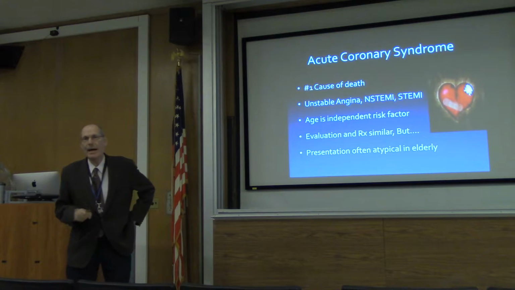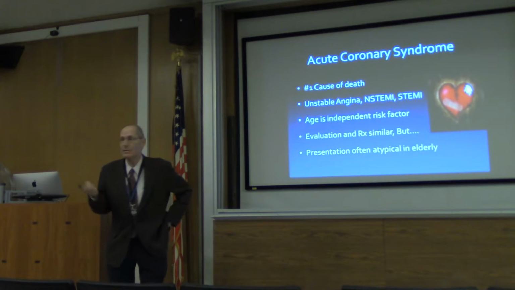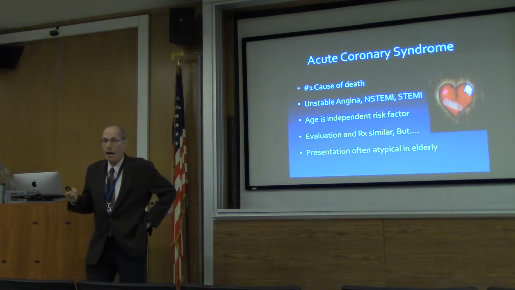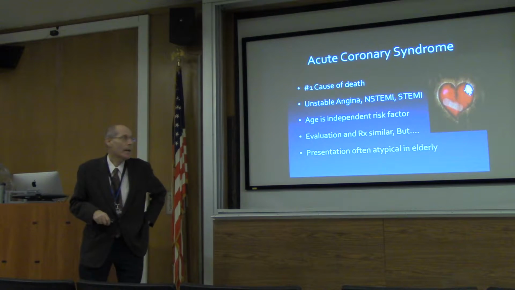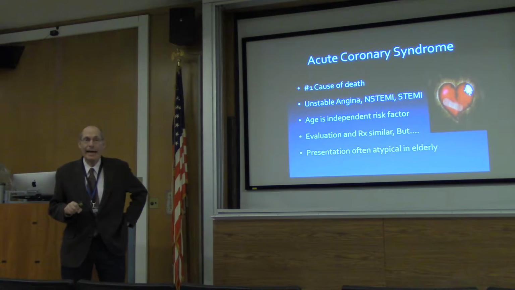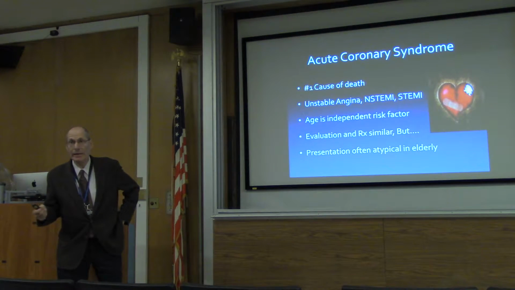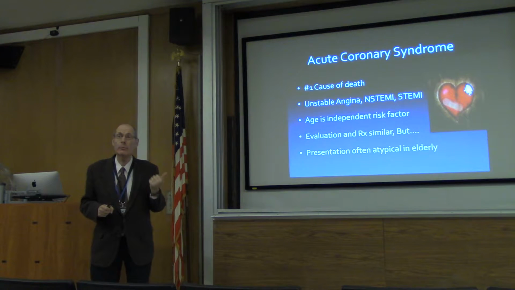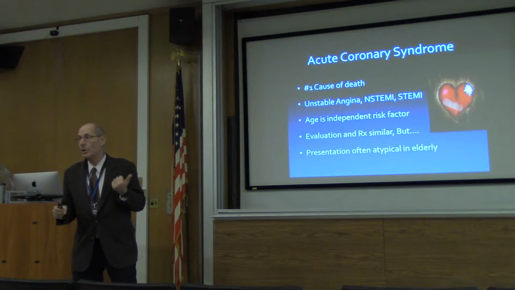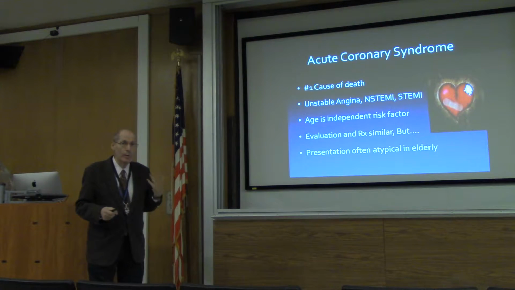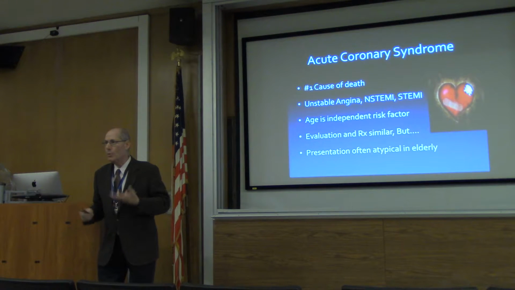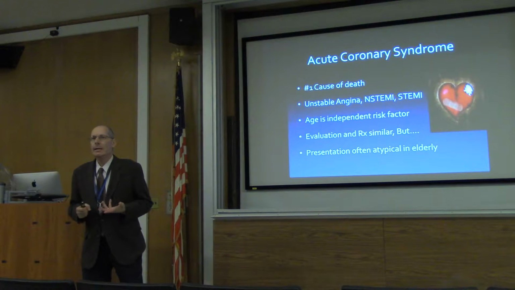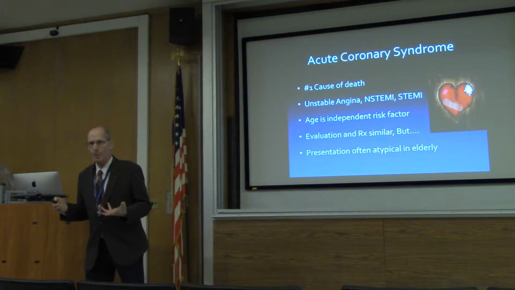Okay, so let's talk a little bit about acute coronary syndrome. So it's the number one cause of death in the elderly. About 1 million people in all age groups a year die of acute coronary syndrome. It consists of unstable angina, NSTEMIs and STEMIs. And in the elderly, NSTEMI is the most common of these three. Age is an independent risk factor for both having the disease and for dying. And the evaluation and treatment is going to be very similar, but there are some special things we'll talk about that you need to watch out for. And then again, the presentation, like in most illnesses in the elderly, is often very atypical.